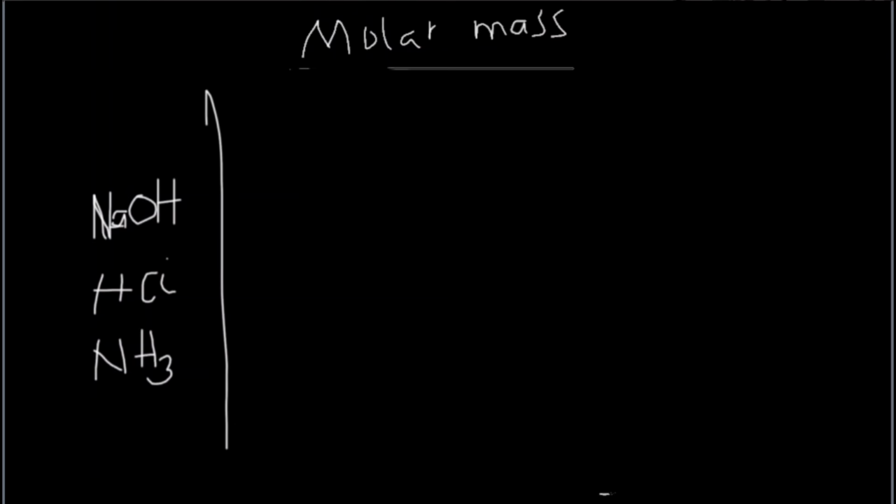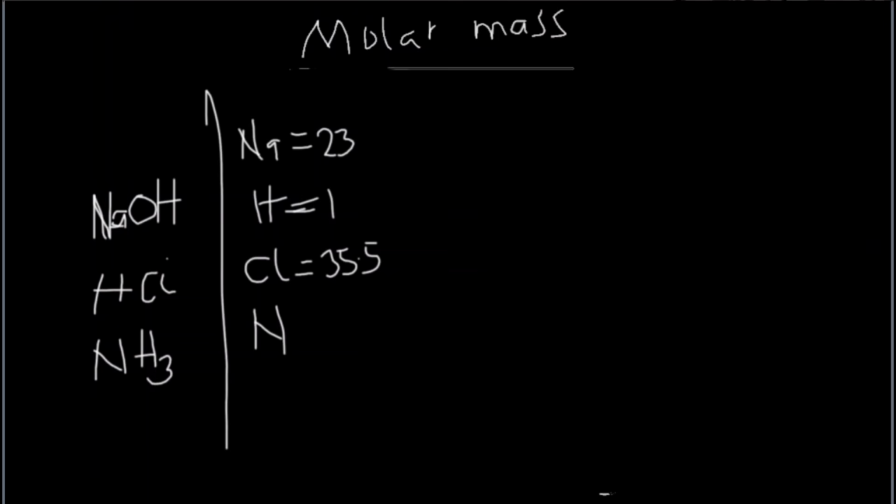So I said earlier they will give you their relative atomic masses. So Na equal to 23, H equal 1, Cl equal 35.5, N, so for N, nitrogen, equal to 14. Okay, so let's solve for them.